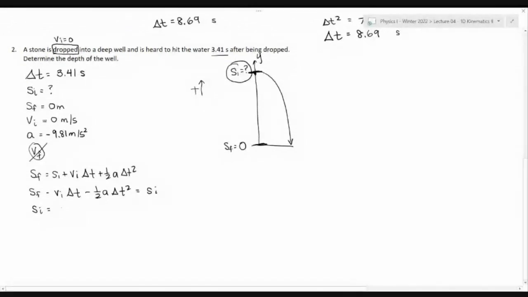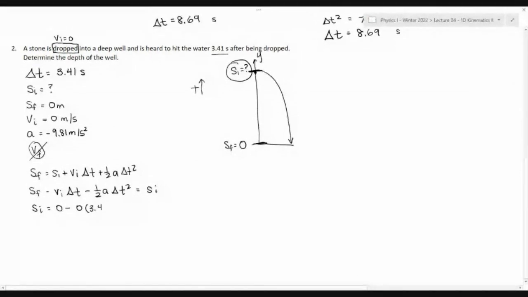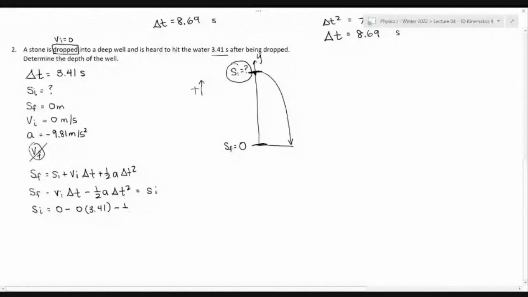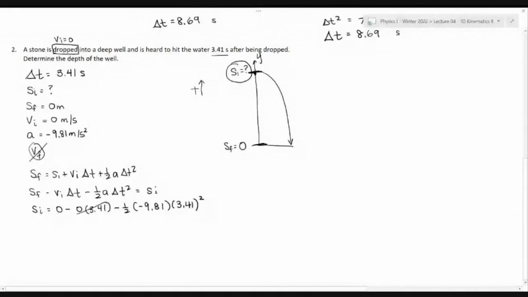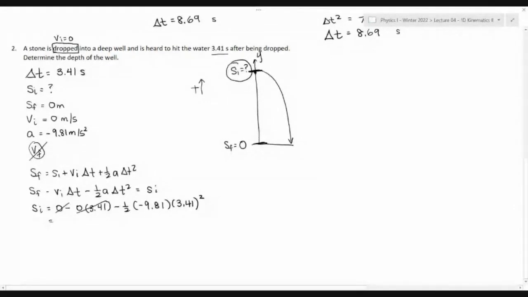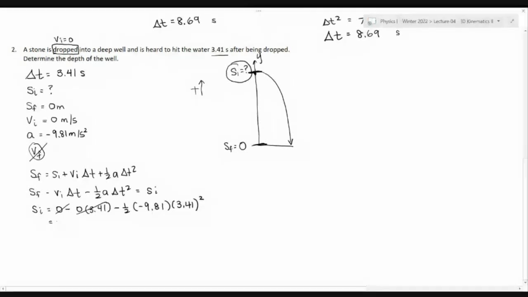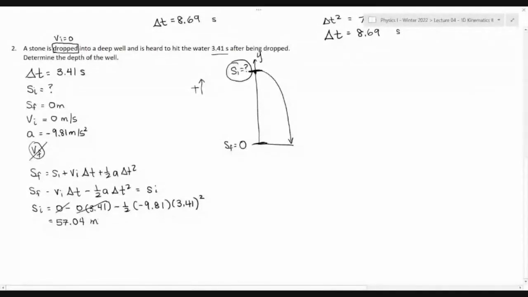My S final is 0, minus my V initial, which is 0, times my delta T, which is 3.41, minus 1/2 times my A, which is negative 9.81, times my delta T, which is 3.41, and that's squared. Notice 0 times 3.41, that's just 0. So that's gone. That's nothing. And so now we're just typing this into our calculator. And I'm getting 57.04, and that's meters because it's a height.